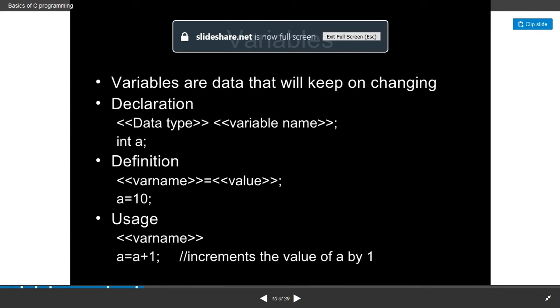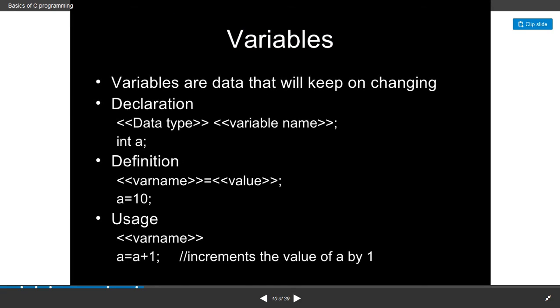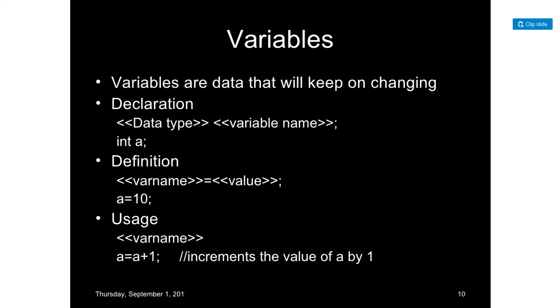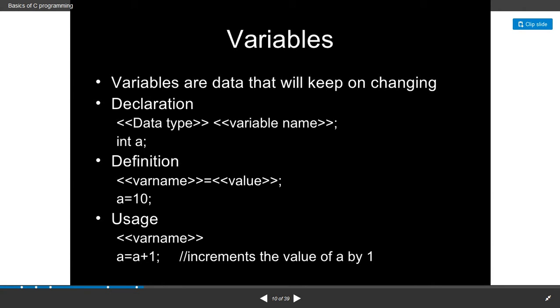Now first off is the variable. A variable is basically a sort of container in which you can store different kinds of data types. It basically stores a value inside the variable.